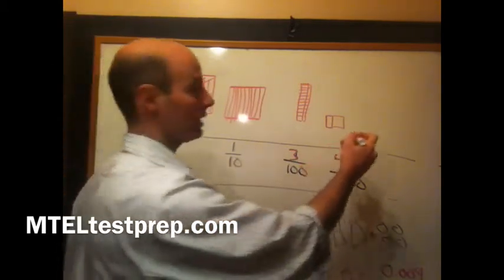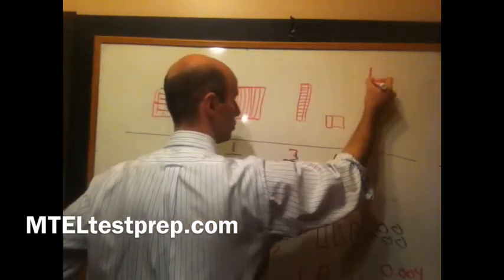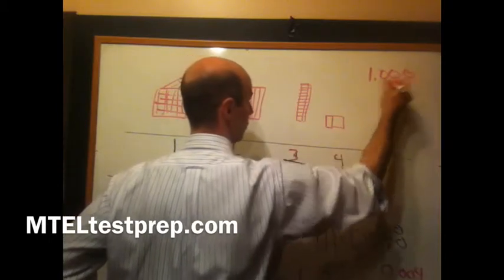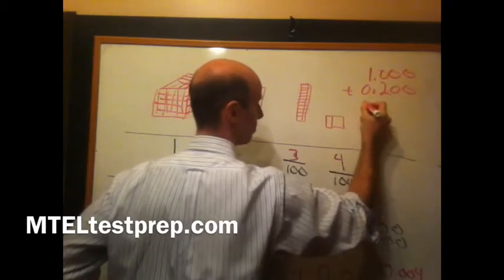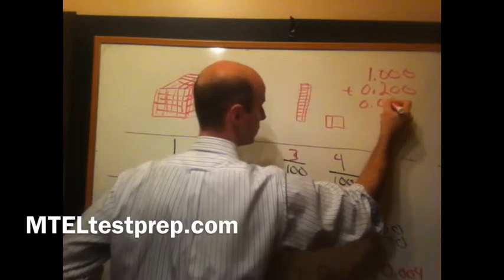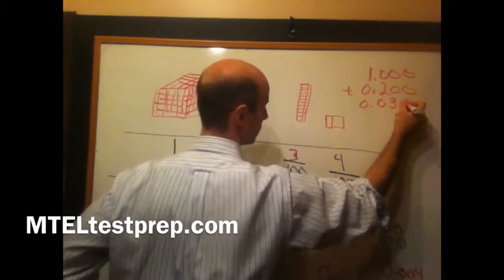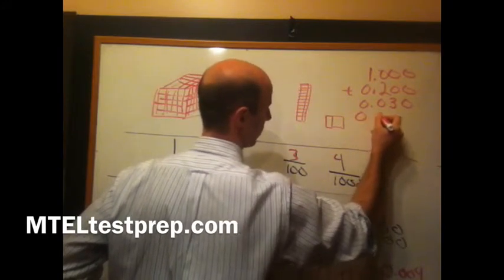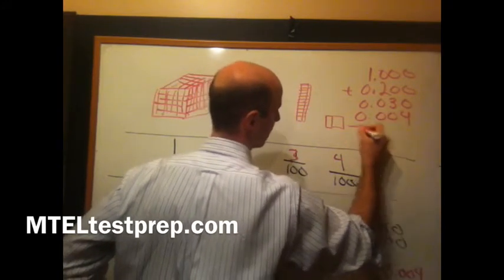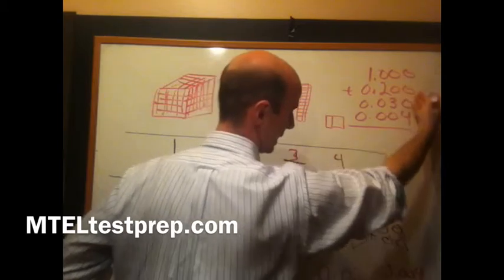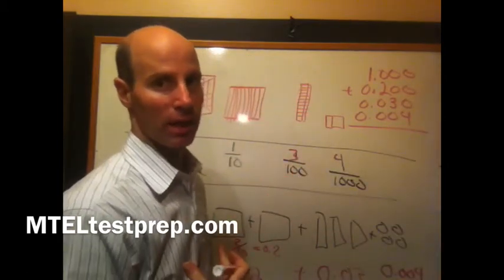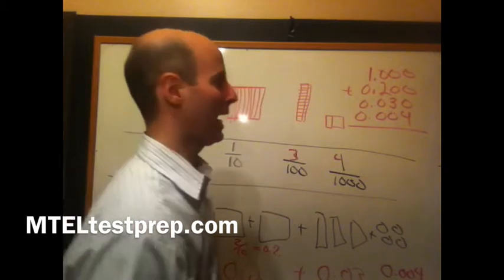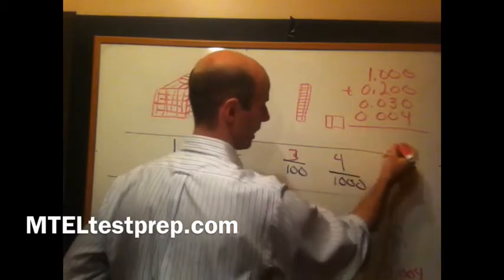That would be something like this. 1.000 plus 0.200 plus 0.030 plus 0.004. By the way, I just added in these extra zeros just to line up my numbers so I don't make a mistake when I add. That way my decimals are all lined up.